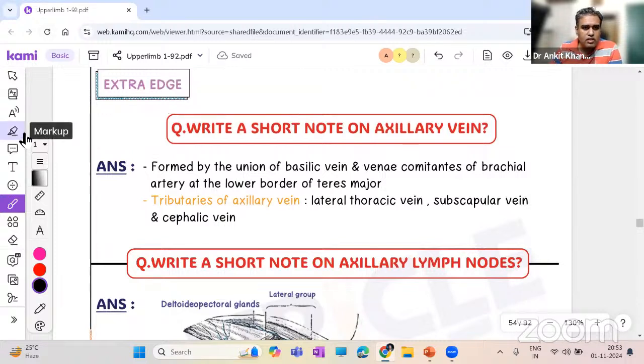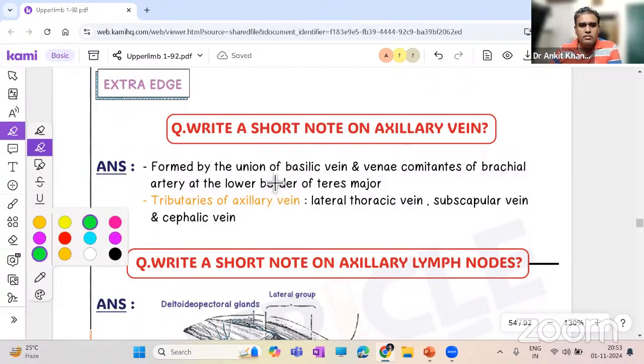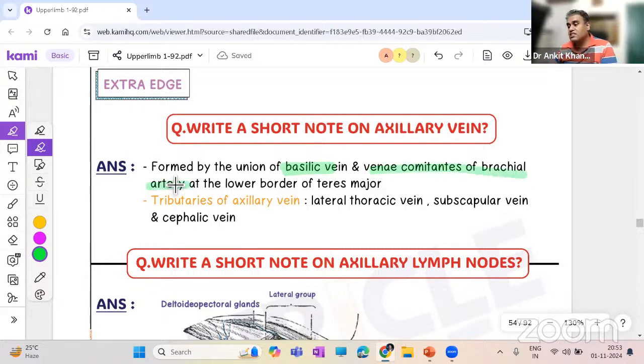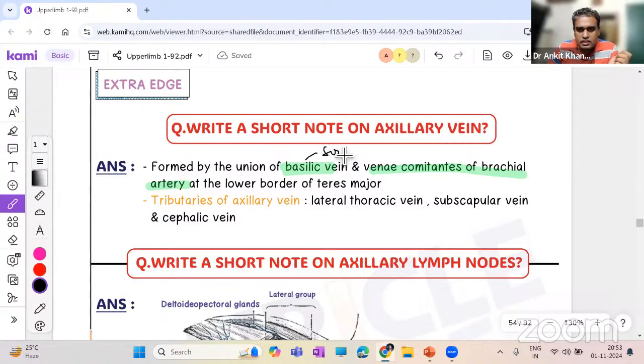It's formed by the union of the basilic vein and the venae comitantes of the brachial artery. What is the basilic vein? Again, we'll come to it in the upper limb. There are 2 superficial veins, the basilic and the cephalic vein. More medial is the basilic vein. These are superficial veins. So more medially, the superficial one is the basilic vein, and the venae comitantes of the brachial artery are deep.